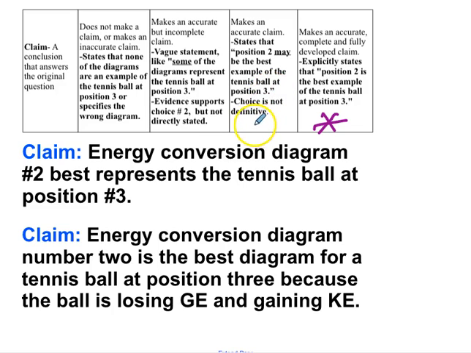How could you get a 3? Maybe you just said energy conversion diagram number 2. You're correct. I'm going to give it to you. I'm not going to give you the 4, but I'm definitely going to give you the 3. So how could you get a 2? You might have just said number 2. So did you make an accurate claim? Yes, but it's incomplete. How could you get 1? You just flat out get it wrong.